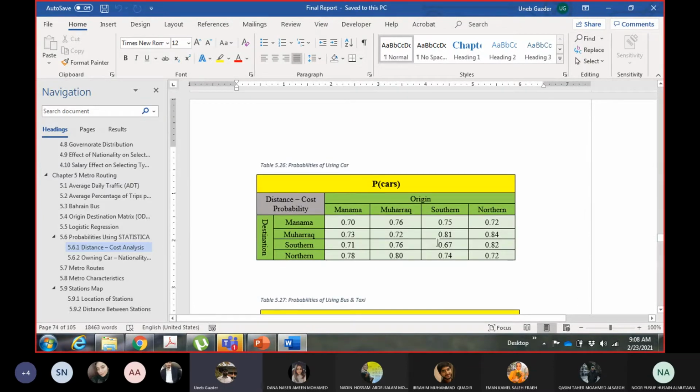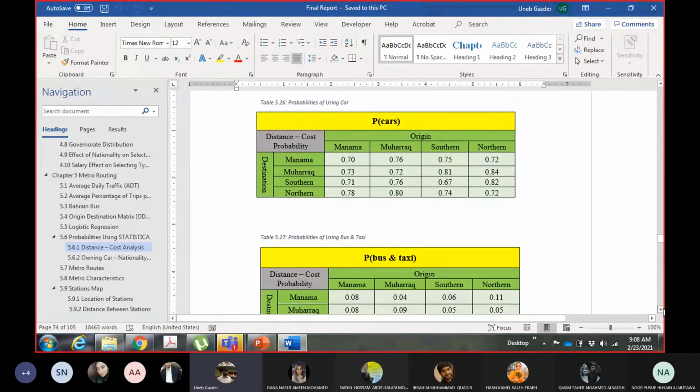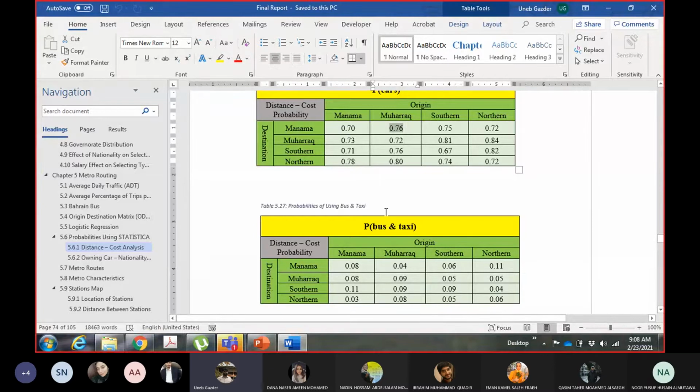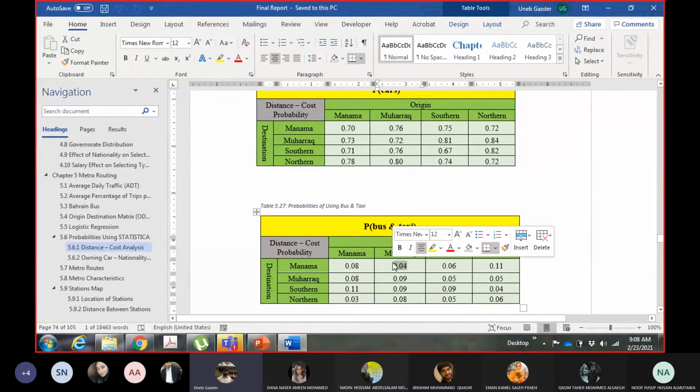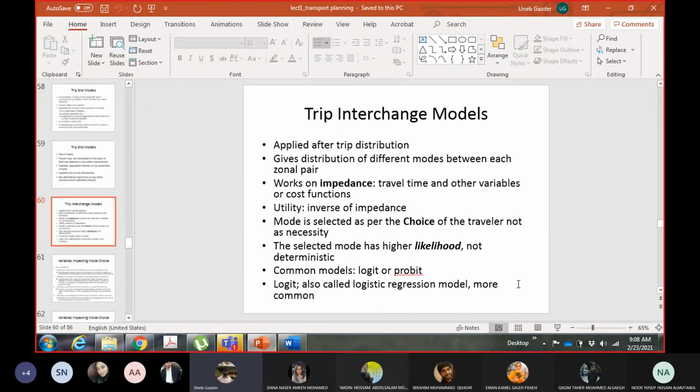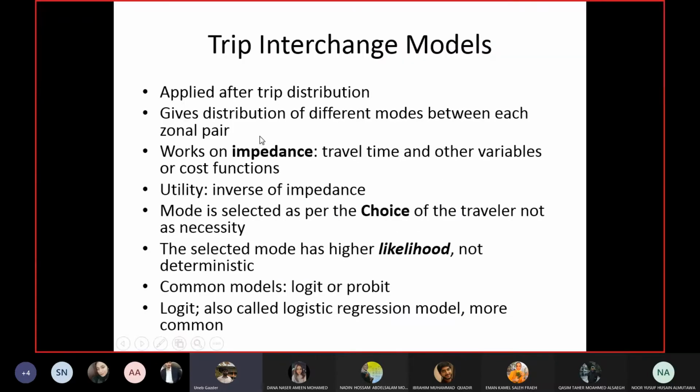Yeah, sorry, this one. Out of the total number which I showed you in the previous matrix, between Manama and Manama, whatever trips we have, 70% of them will be by cars, 8% will be by bus and taxi. Between Manama and Muharraq, 76% will be by cars and 4% will be by bus and taxi, and so on and so forth. So this is an example of a trip interchange model, and you can see the results can be shown as a number of OD matrices. I just remembered it while talking about it, so I thought I should show it to you.